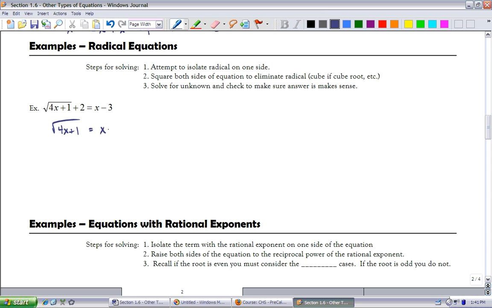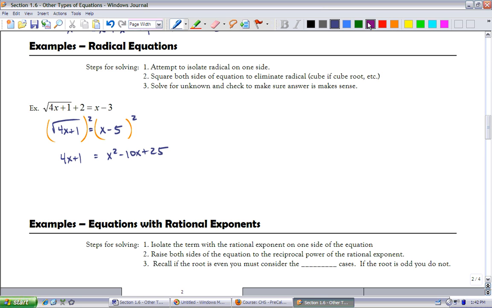So first thing we're going to do is subtract 2 from both sides. We end up with x minus 5 on one side. The other side, we've now isolated our square root. Then what we want to do is square both sides of our equation. Now, that's going to eliminate this square root. We get 4x plus 1 equals, if I square this, we're going to go ahead and multiply this out, x squared minus 10x plus 25. It's a common error place right there.